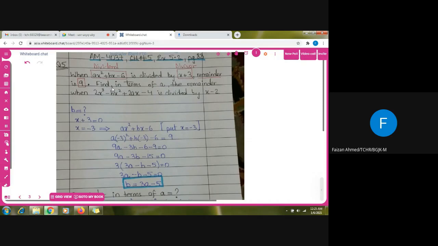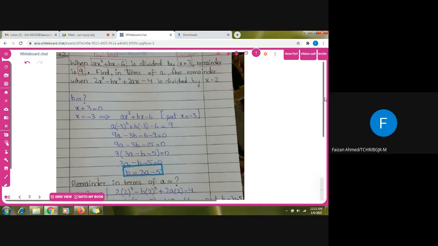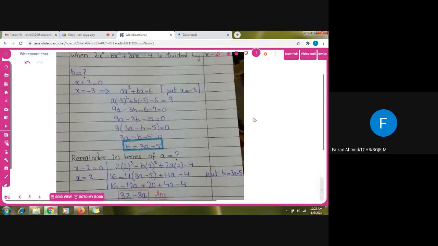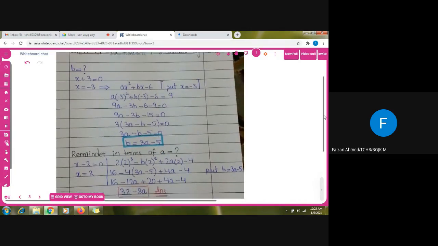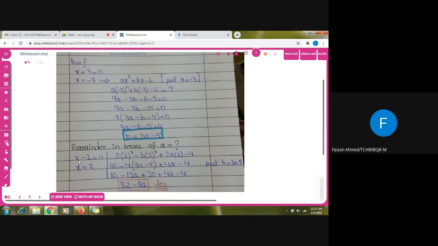So I will move on to the next part of the question, that is I have to find in terms of a the remainder when this polynomial is divided by this binomial. So I will just start off with the same strategy. I will put the divisor equal to 0, and now I have to find the remainder in terms of a. I will put the divisor equal to 0, x minus 2 equals 0.